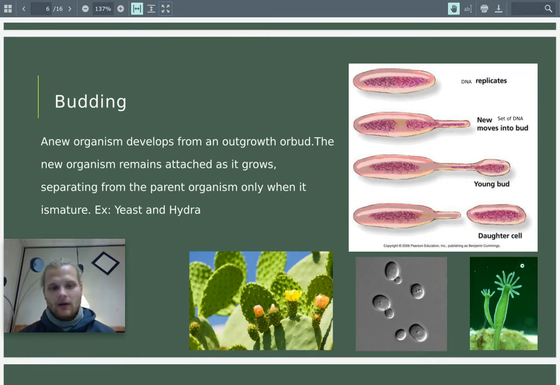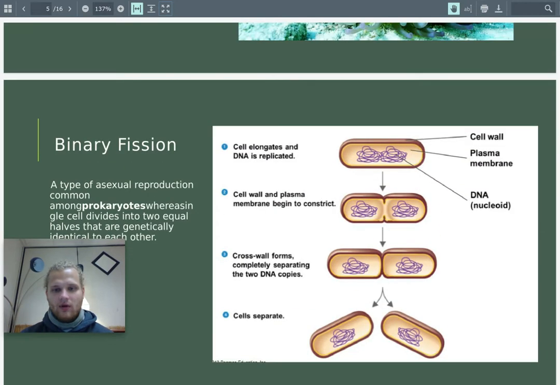The organism remains attached as it grows, separating from the parent organism only when it is mature. So Hydra and yeast are going to do this, but basically they're going to make copies of their genetic information. They're going to move it into the new cell, and as soon as it matures and develops all the organelles or everything that it needs to survive, then it's going to split off.